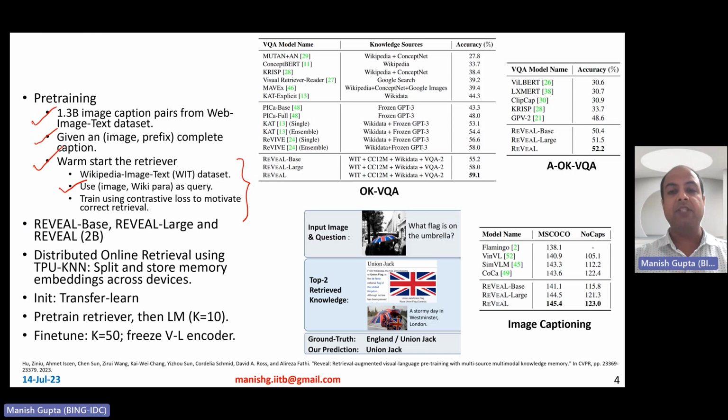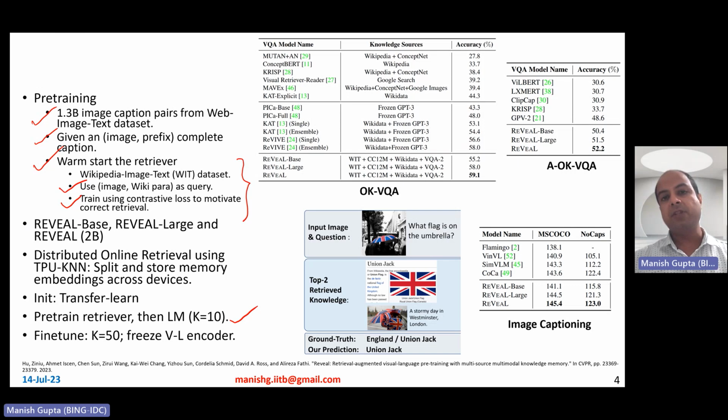You train the retriever using the contrastive loss. Let's say there are 10,000 knowledge pieces, many of them are negative, one of them is positive. The retriever should be able to retrieve the positive one and ignore all the negative ones. That's the contrastive loss, which is used to warm start the retriever. So as part of pre-training, you first pre-train the retriever, and then you pre-train the entire Reveal model.